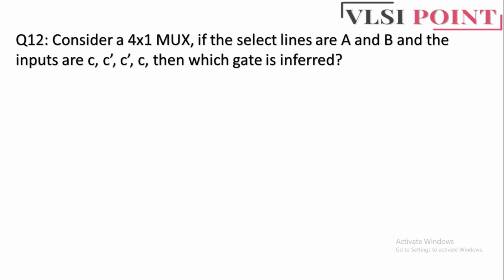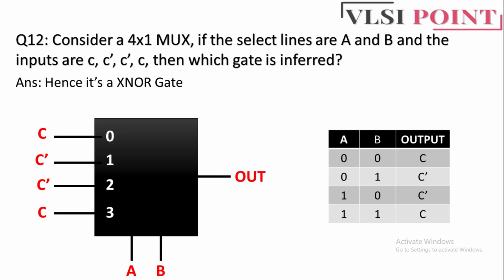Next question is, consider a 4x1 mux if the select lines are A and B. Take the inputs as C, C bar, C bar, C. Then which gate is inferred? So here just consider the table. Two select lines A, B. So 4 possible combinations: 0 0, 0 1, 1 0, 1 1. And you have a 4x1 multiplexer with inputs C, C bar, C bar, C.